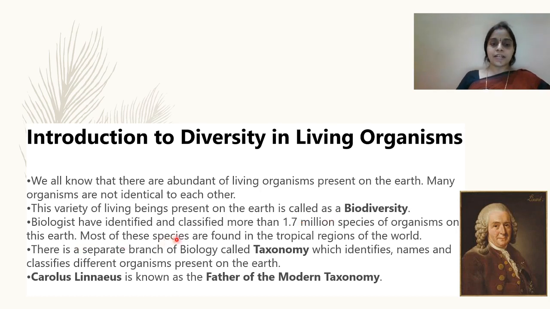Biologists have identified and classified around 1.7 million species of organisms on this earth. Most of the species are found in tropical regions of the world. There's a separate branch in biology called taxonomy, which deals with identification, naming, and classification of different organisms present on the earth. Carolus Linnaeus is known as the father of modern taxonomy.